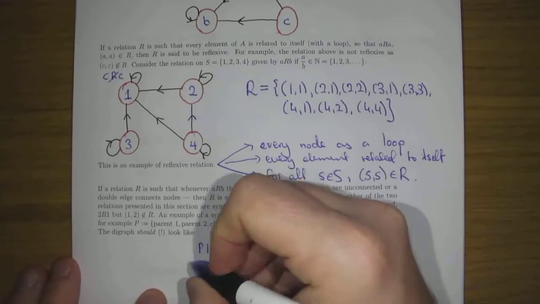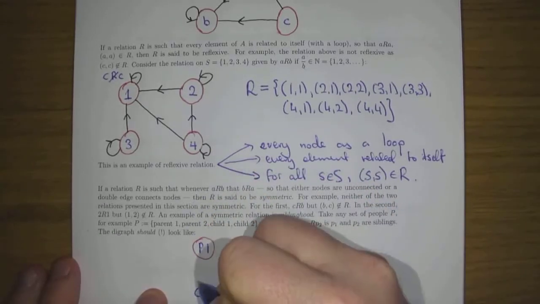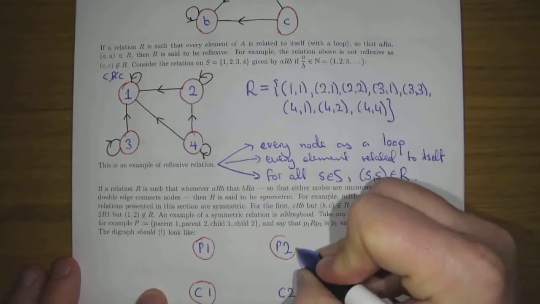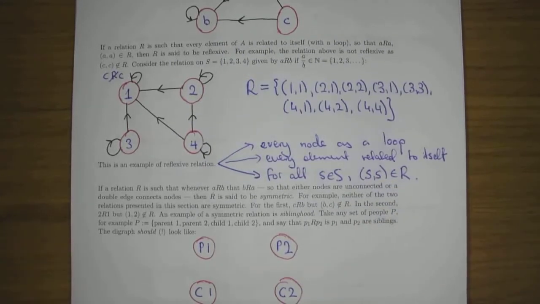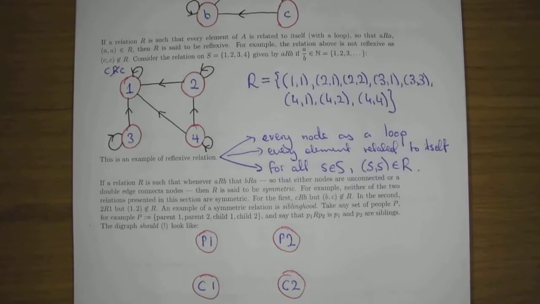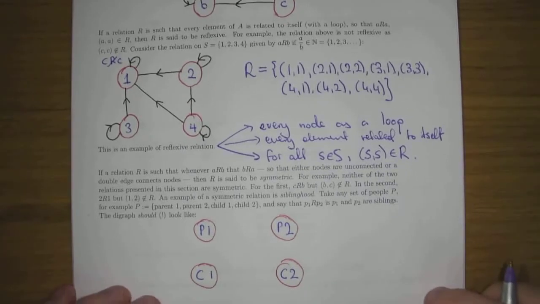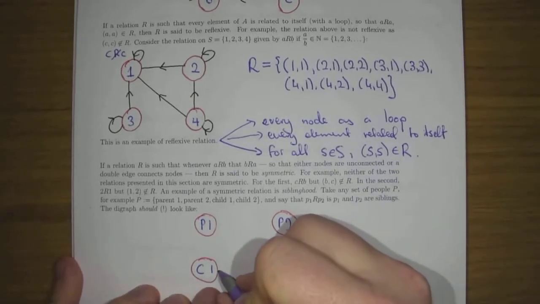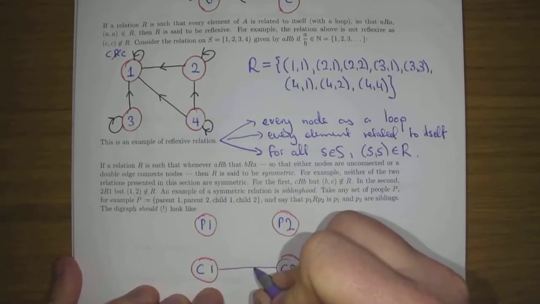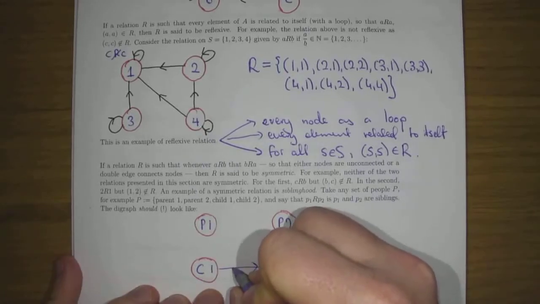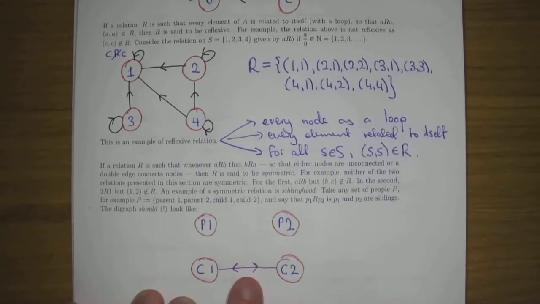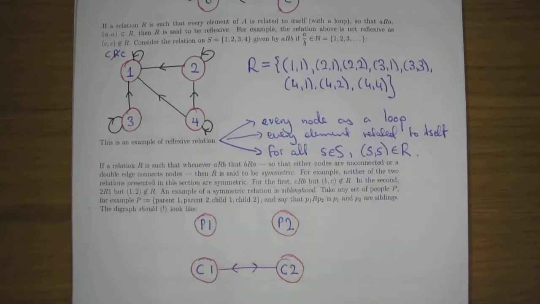So you connect, people are related if they are siblings. Now there's a question, are you your own sibling? We'll say no, you're not your own sibling. Okay, so child 1 is related to child 2 because they have the same parents, and also child 2 is related to child 1. So that's how you might draw the double edge, or alternatively you could draw one edge going this way and one edge going back. So this is a symmetric relation.